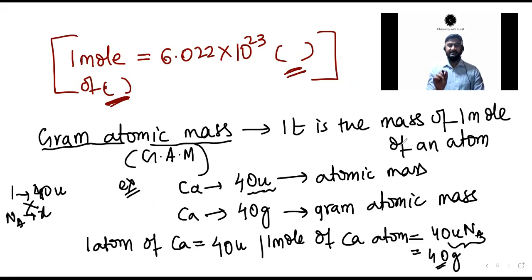So what is gram atomic mass? The same atomic mass in grams. That's it. For sodium, what is the gram atomic mass? Atomic mass is 23 U. Gram atomic mass will be 23 grams. Yes, excellent. And the last thing is gram molecular mass.